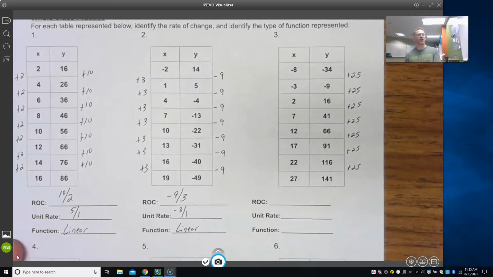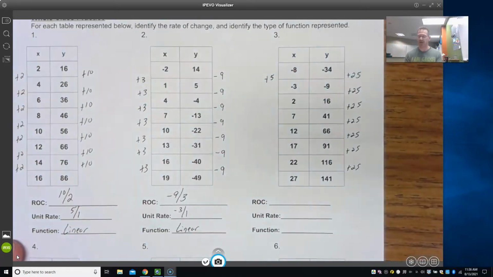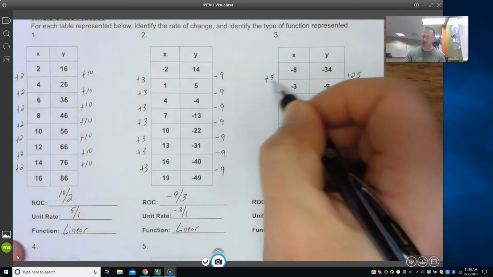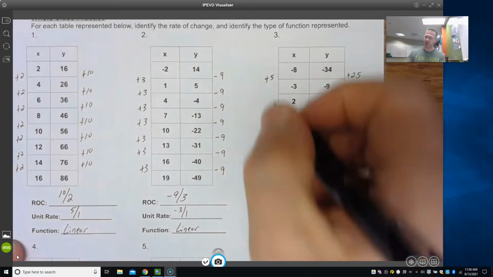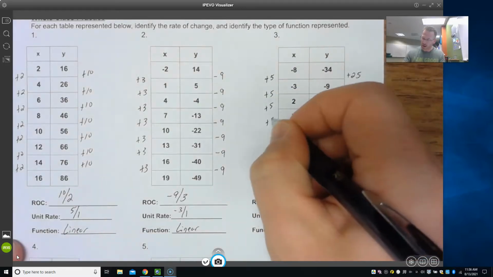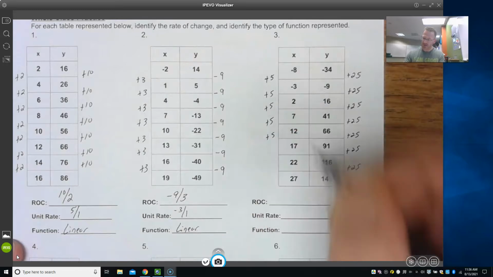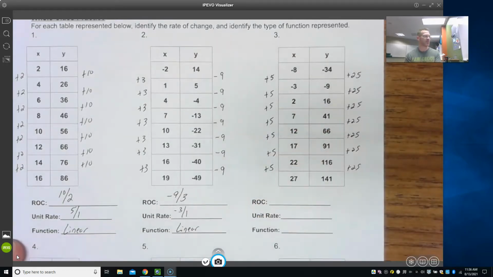Now let's jump over to the left side here and see how our x's are changing. Our first change in x, once again, I'm going from negative 8 to negative 3. If I'm becoming less negative, I'm moving up. You can think about it like you have to pay me $5 to owe me negative $3. And then negative 3 to 2, I go up 5 again. 2 to 7, 7 to 12, 12 to 17, 17 to 22, and then 22 to 27. So we can see that same change in x over there.